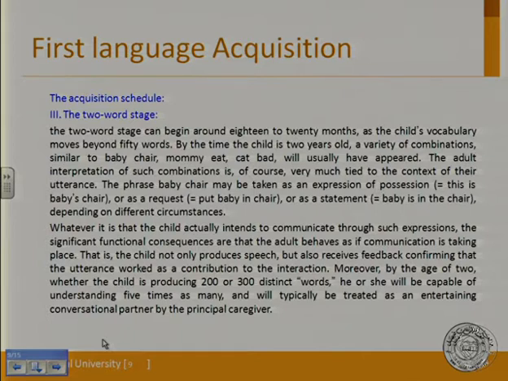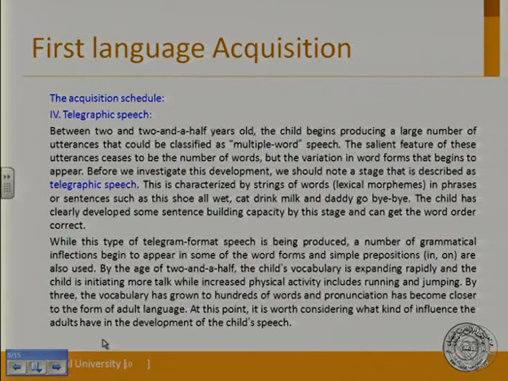Now, whatever it is that the child actually intends to communicate through such expressions, the significant functional consequence is that the adult behaves as if communication is taking place, a real communication. That is, the child not only produces speech but also receives feedback confirming that the utterance worked as a contribution to the interaction. Moreover, by the age of 2, whether the child is producing 200 or 300 distinct words, he or she will be capable of understanding 5 times as many and will typically be treated as an entertaining conversational partner by the principal caregiver.